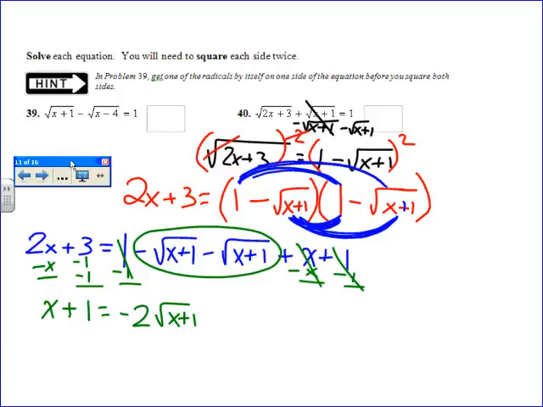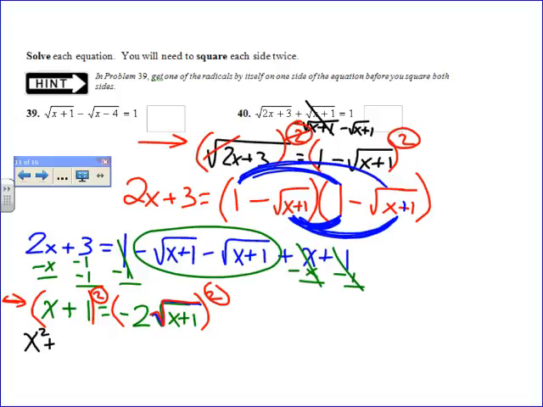Now I'm not done yet because I want to get the x all by itself. In order to get the x by itself, I still need to get rid of this square root, which is right here, and we're going to need to square one more time. So notice how up here at the very beginning of the problem, we squared, and then again, at this stage in the problem, we're squaring again to get rid of that same square root here.